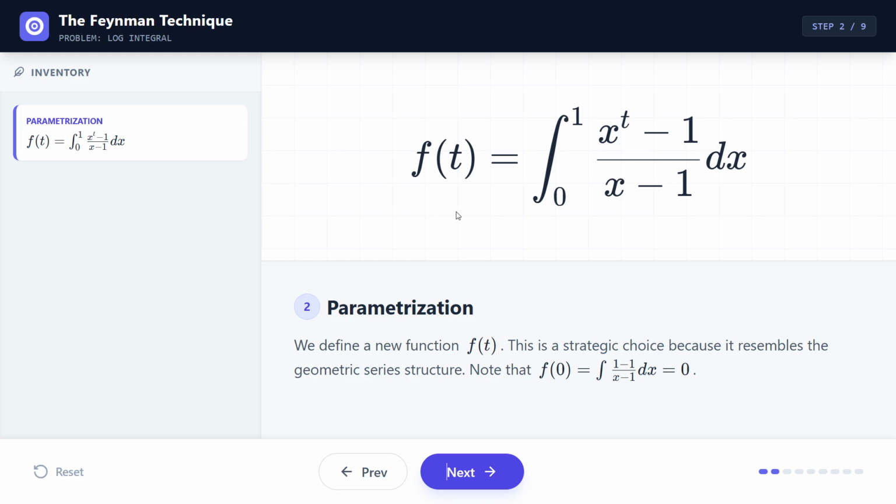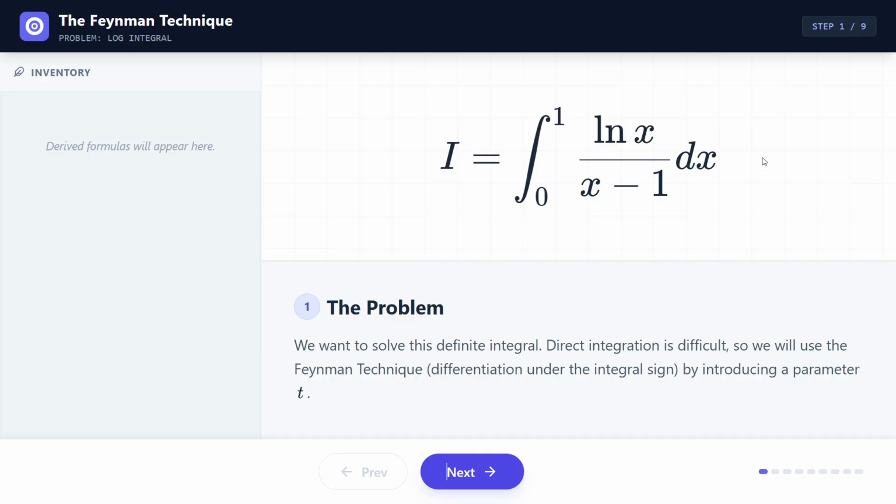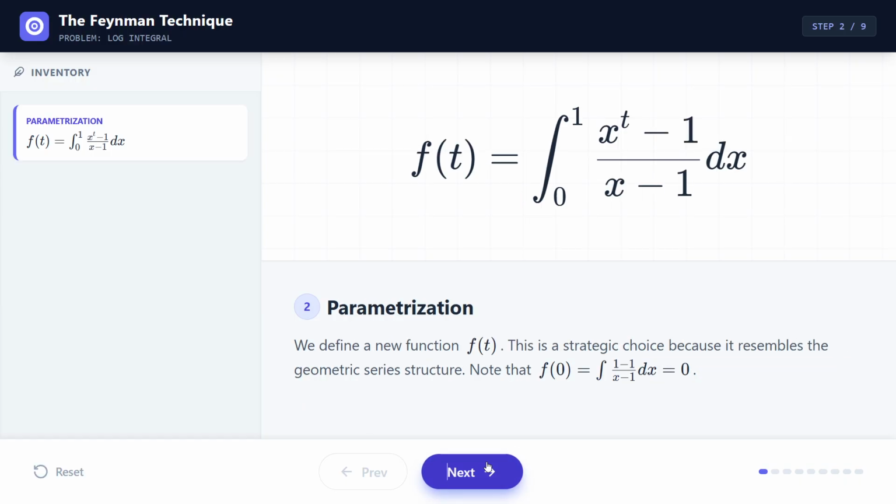This is going to be our f of t. And now this does not look like our original integral. So up until this point, typically our solutions involved parameterizing in such a way that it would very closely resemble our original integral. In this case, it doesn't. In this case, we don't have the natural log x, but the natural log x will appear when we take a derivative.